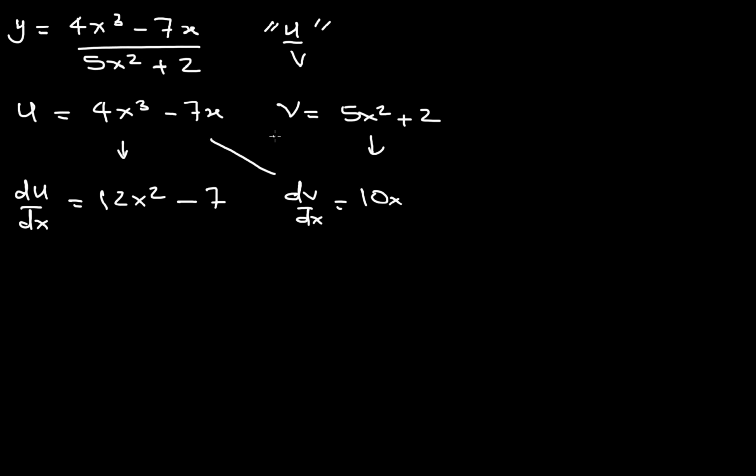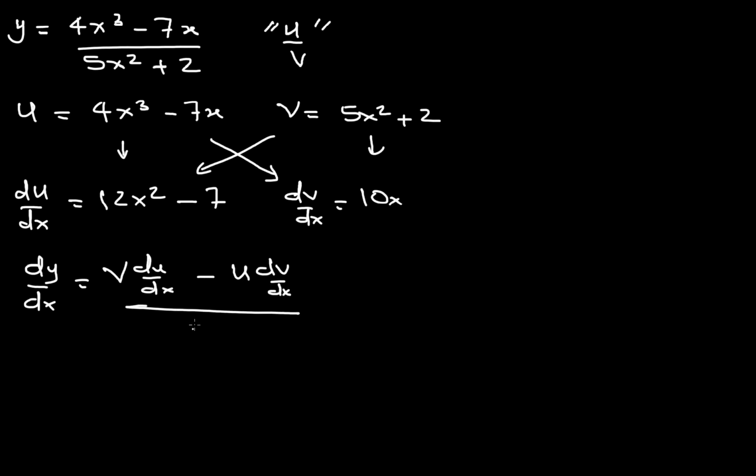Then we say that they always multiply in this fashion, because that's the difficult part. Then we get the v as our denominator. So again, we should have the habit of making sure that we write the whole formula again. So v du over dx minus u dv over dx. Then we're going to divide by v squared. So meaning that here now, we're going to have v first, which is 5x squared plus 2. Then, because that's v, du dx is this one. So we're going to have 12x squared minus 7.